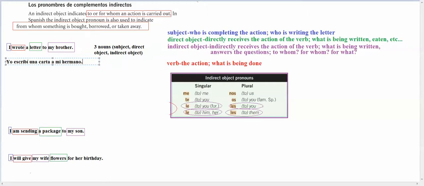Okay, so we've already decided that my brother, mi hermano, is my indirect object. So I want to get rid of that. I want to get rid of a mi hermano, and I want to use its pronoun instead. I want to change my sentence from saying I wrote a letter to my brother and make it I wrote a letter to him. Okay, so hermano would get replaced with him. Him is le.